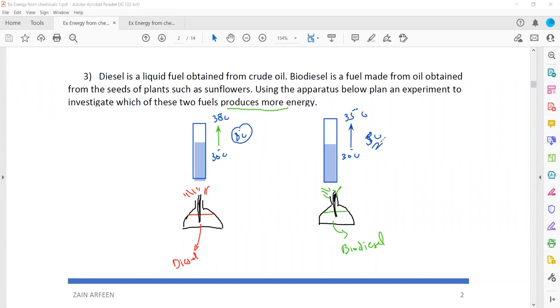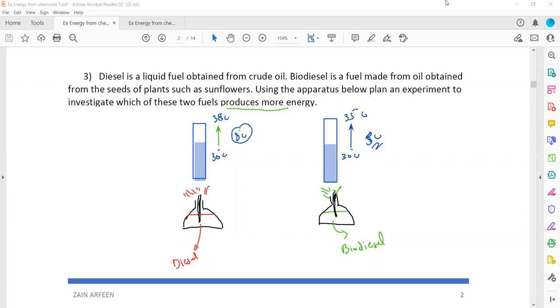So it's the same experiment, but the only difference is that in the previous experiment we were burning the nuts, and because a nut is a solid, we just directly burn it. But when we want to burn a liquid, it should be inside a spirit burner, because liquid must be inside a container so that we will not lose the liquid, and we burn this in a spirit burner.